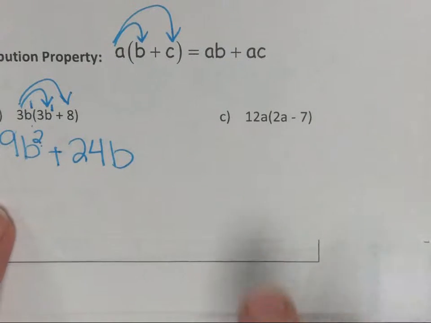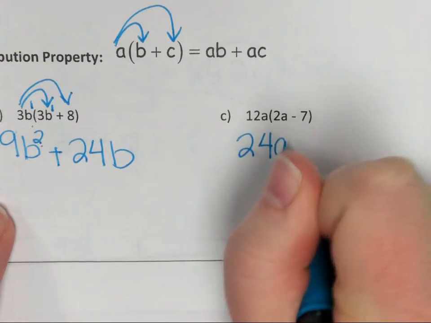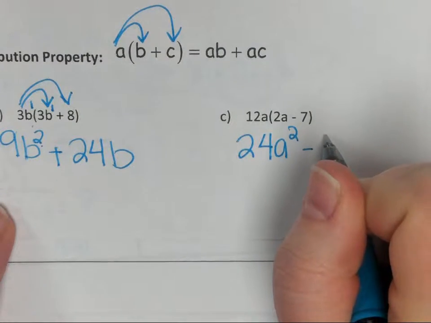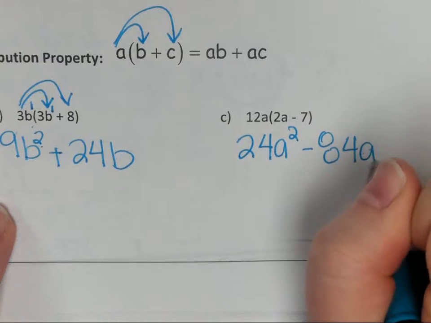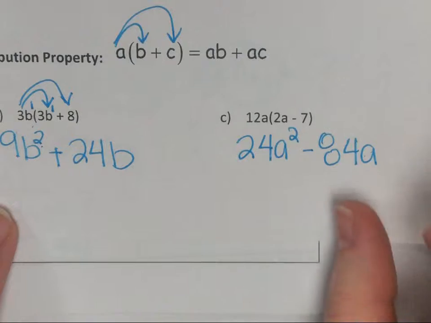All right. Who wants to tell me the answer for C? Noah? 24 A squared minus 84. Minus what? 84 A. Y'all agree? Yes. Okay. Y'all good? Any questions at all?